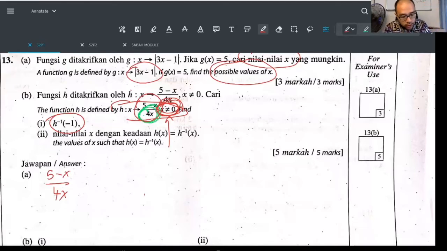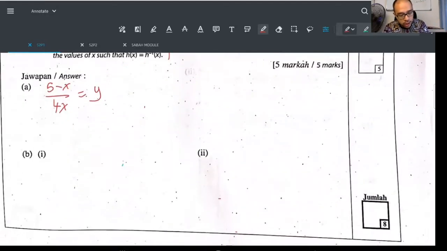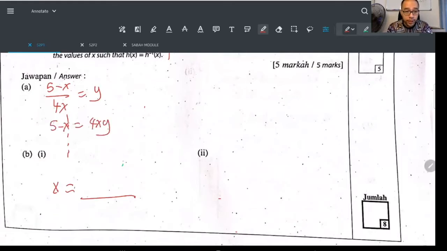What I usually do is, I change it to y. I take the original one, change it to y, and then I move things around. All I need to do is change this until I get x equals to yada-yada. That's my final goal. Let me see, can I do this? Yes, correct. So 5 minus x equals 4xy.